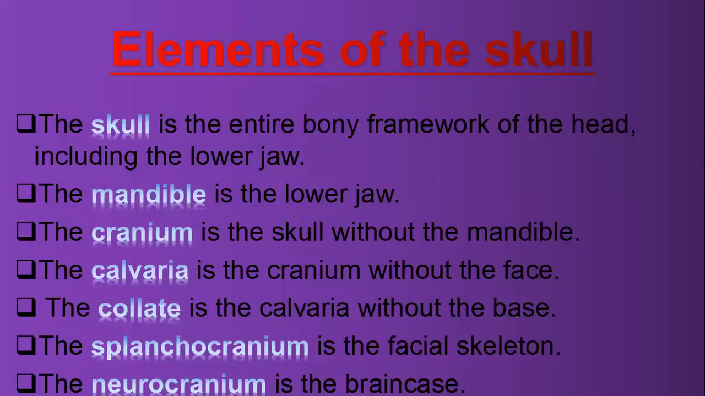Moving forward, we have the elements of the skull. The skull is the entire bony framework of the head, including the lower jaw. The mandible is the lower jaw. The cranium is the skull without the mandible. The calvaria is the cranium without the face. The calotte is the calvaria without the base. The splanchnocranium is the facial skeleton. And finally, the neurocranium is the brain case. These are only used while studying the anatomy of the skull in strict anatomical location.